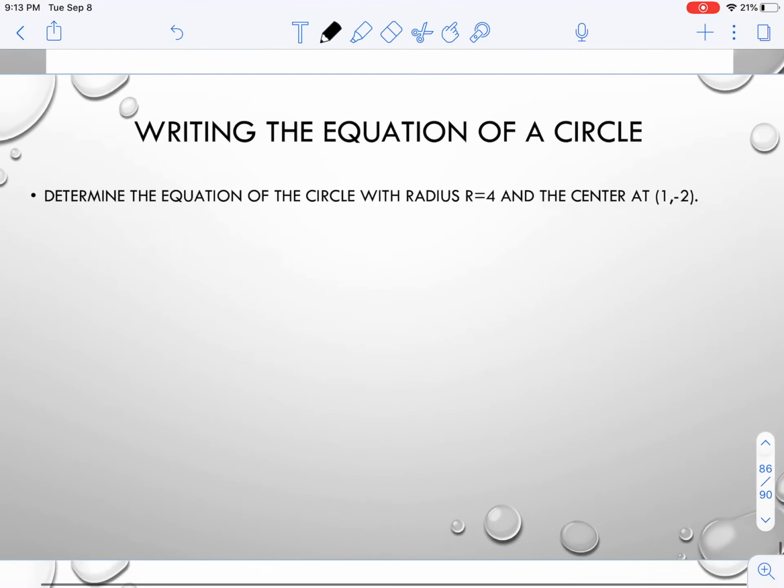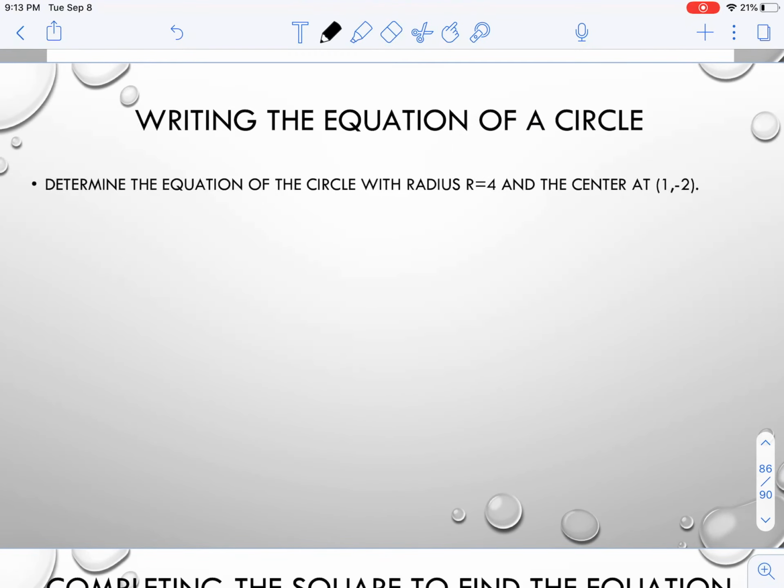So let's take a look here. If I want to determine the equation of a circle with a radius of 4 and a center at 1, negative 2, I'm going to use that general equation, x minus h, quantity squared, plus y minus k, quantity squared, equals r squared. Well, I have a value for r, and I also have h and k. So if I'm given the center and I know the radius, I'm simply going to plug in. So here I'm going to get x minus 1, quantity squared, plus y minus negative 2, or y plus 2, equals r squared, so 4 squared, or you could write 16.